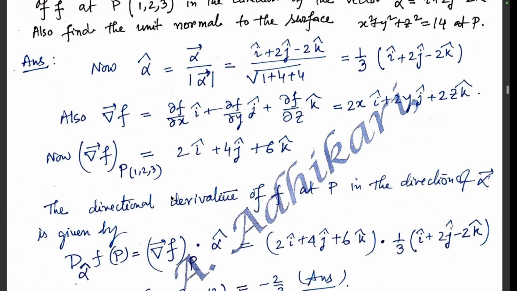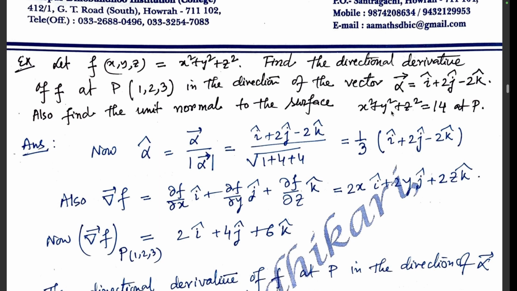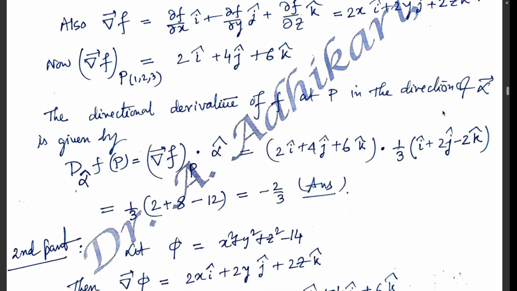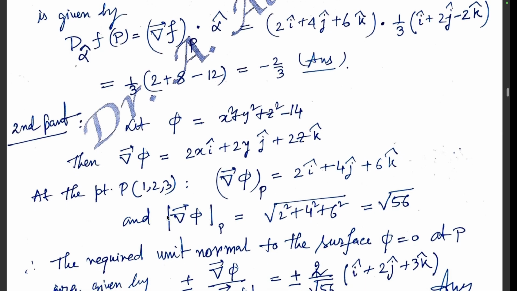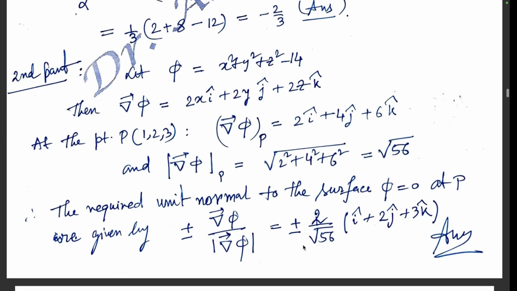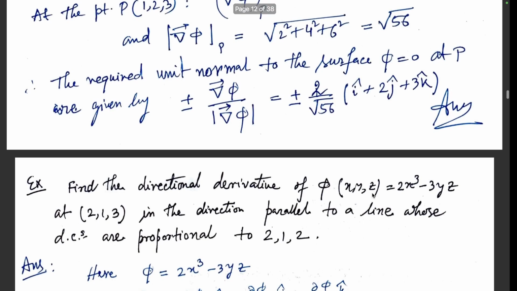Now the second part: find the unit normal to the surface x square plus y square plus z square equals 14 at P. Let phi equal this, grad phi equals this at the point P (1, 2, 3), and mod of the gradient of phi at the point P is this. The required unit normal to the surface phi equals 0 at P is given by plus minus grad phi by mod of grad phi, and this is the required answer.